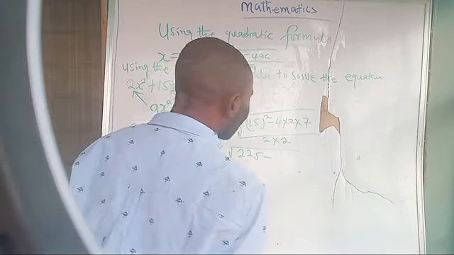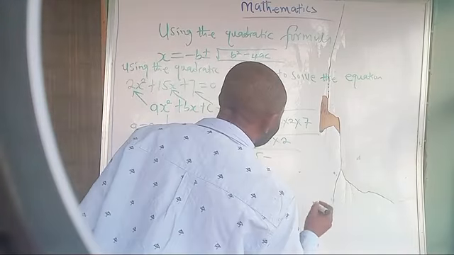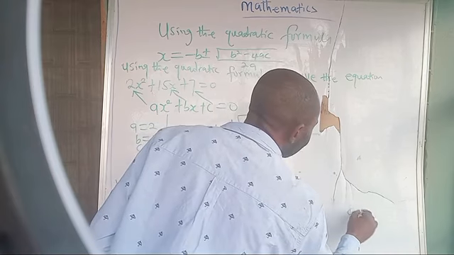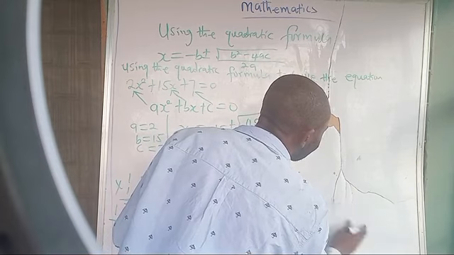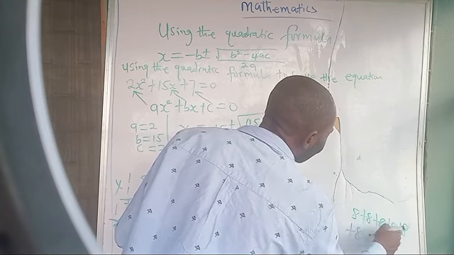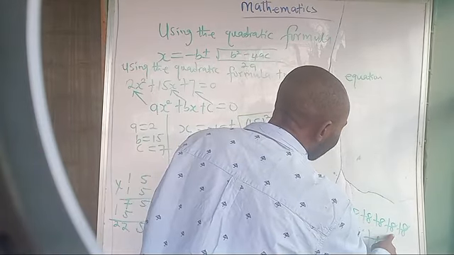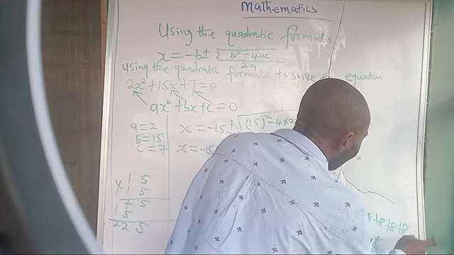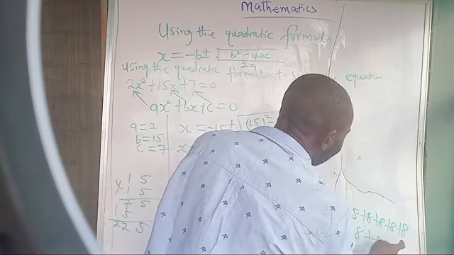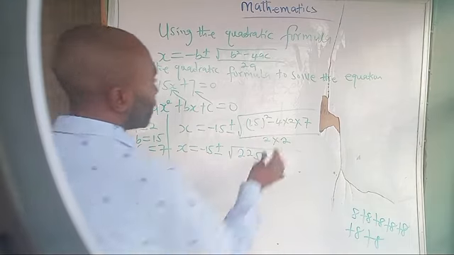4 times 2 is 8, and 8 times 7 means adding 8 seven times: 8, 16, 24, 32, 40, 48, 56. So the whole of this is 56.